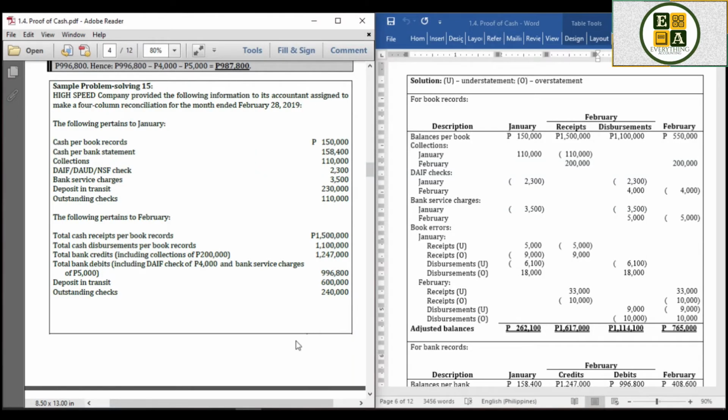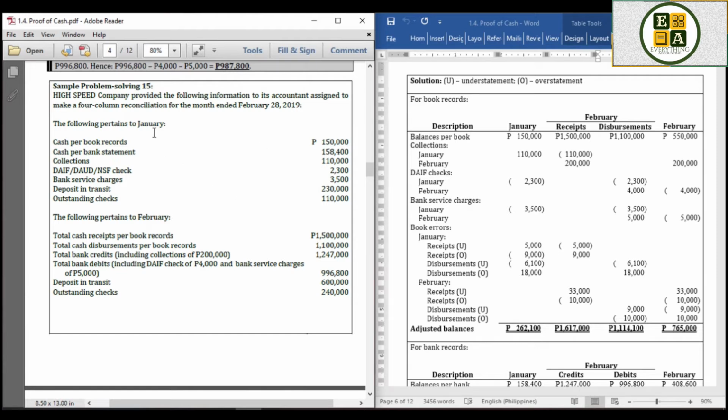So, I'm now at sample problem solving 15. Here, we will apply the 3 reconciliation methods. So, let's start with the adjusted balance method. Sample problem solving 15 is a bit long. Okay? So, I will not make a solution format. I will go straight to explaining the solution. Okay. So, it says here, High-speed company provided the following information to its accountant assigned to make a 4-column reconciliation for the month ended February 28, 2019.